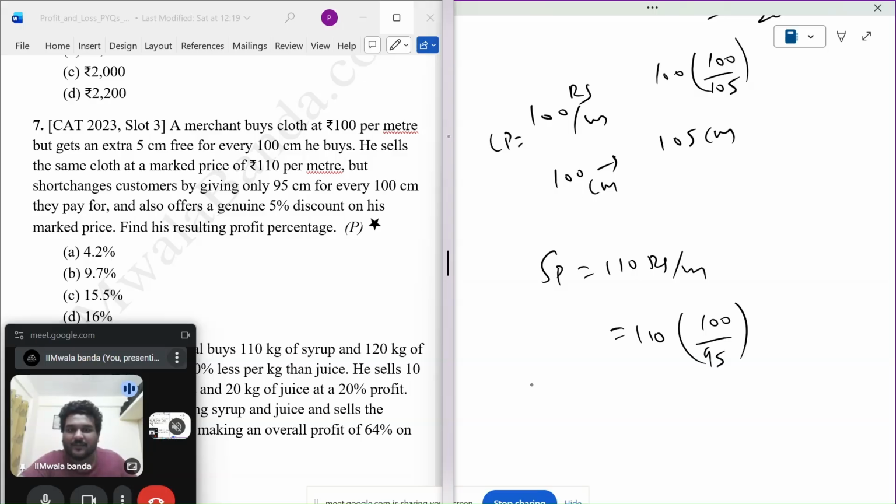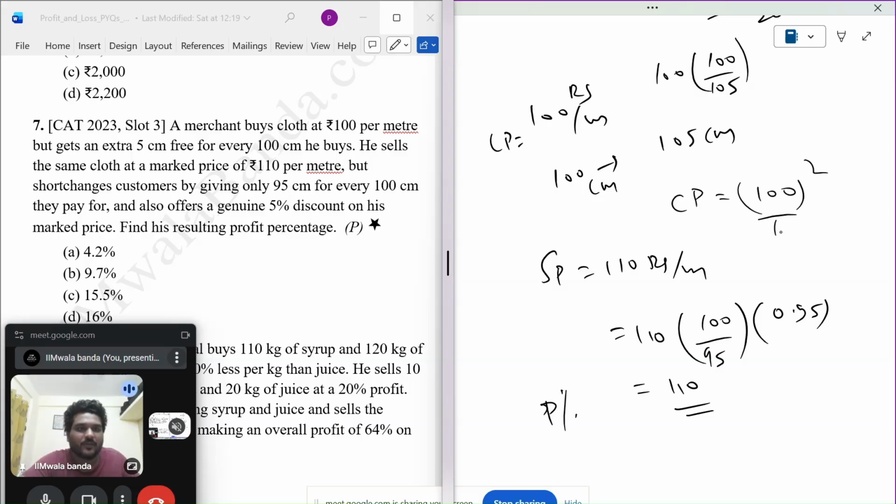So now that I've got selling price and cost price, he's also giving a discount on it, right? So actually, the selling price has again reduced because he's giving some discount also. So find his resulting profit percentage. I think these both get cancelled. So this becomes 100 upon 100. So this is basically 110 again. So selling price 110. Whatever he shortchanged them by, by giving discount, he again nullified it. And cost price is 100 whole square upon 105.